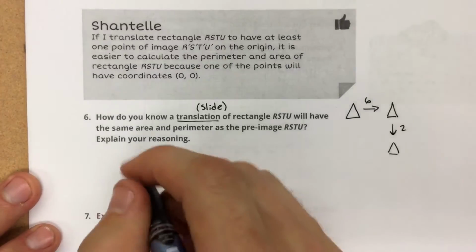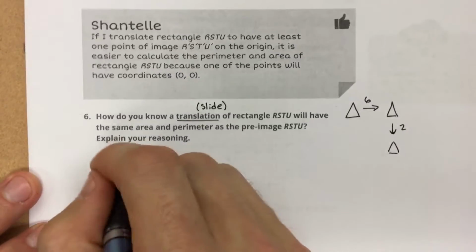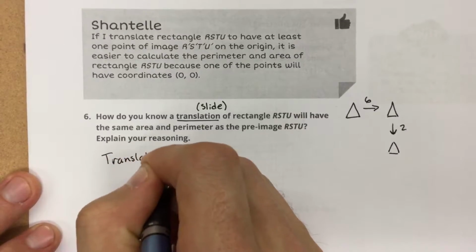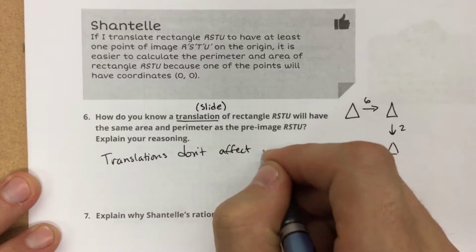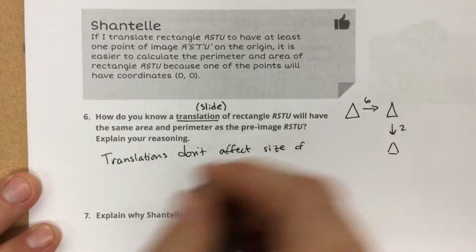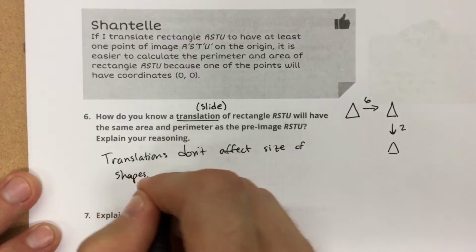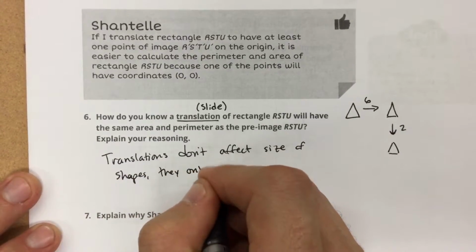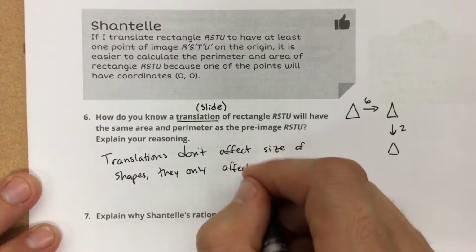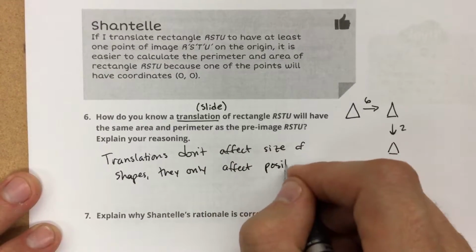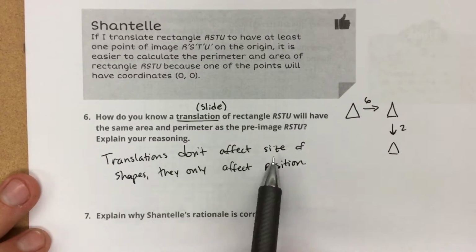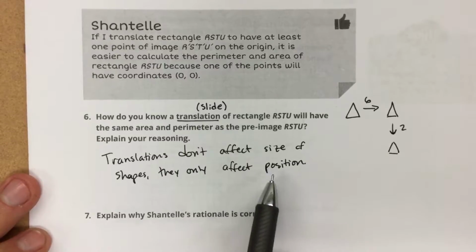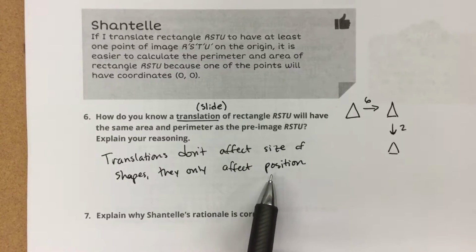So we would say, how do we know? So we'd say translations don't affect size of shapes. They only affect position. Okay, so if we translate a shape, we don't change its size, we only change its position. Because we're only changing its position, that means that we are not changing its area or its perimeter, okay?